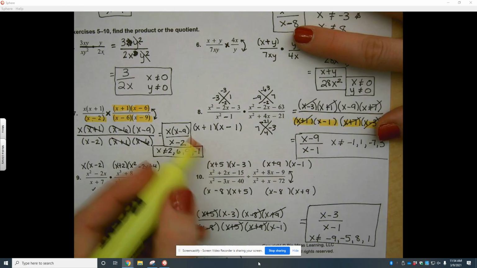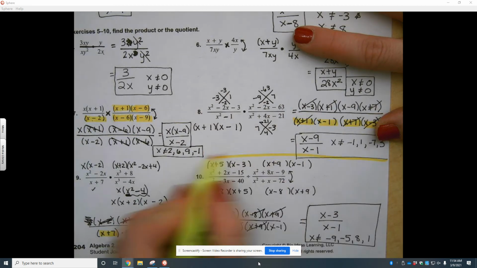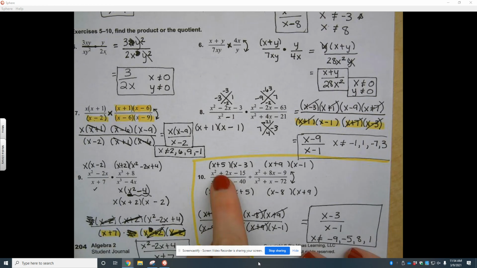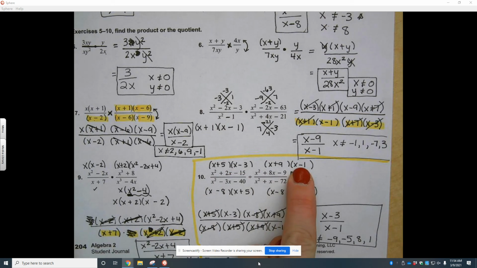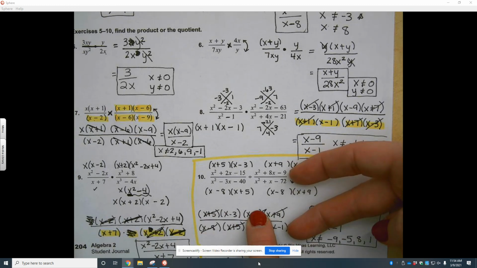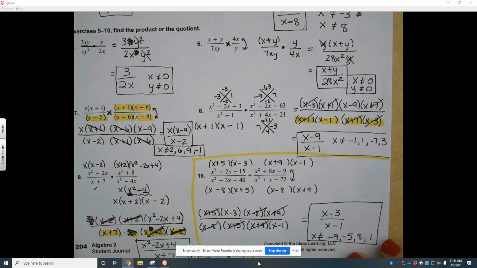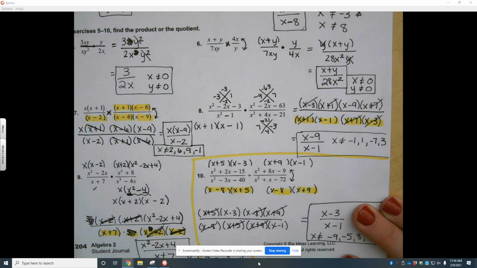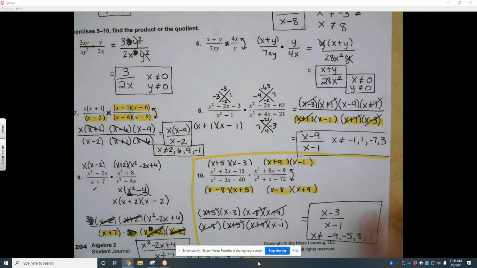All right, here is number 10, all of this on the bottom. So you can see my factors all along the top, all along the bottom. I wrote them all out after I flipped this around and then crossed everything out, and I was only left with x minus 3 and x minus 1. And then my restrictions came from my bottoms originally and after the flip. So that's why there's 4 of those restrictions on there.